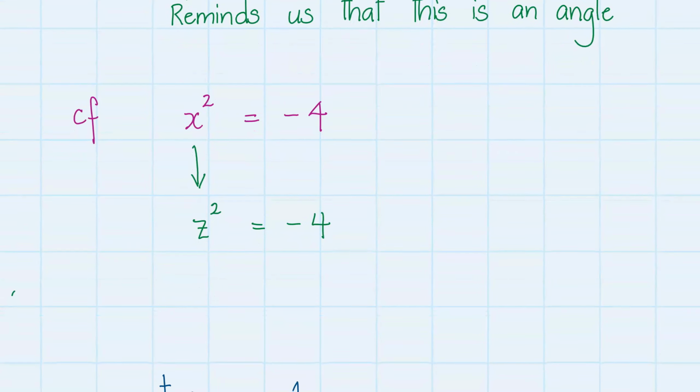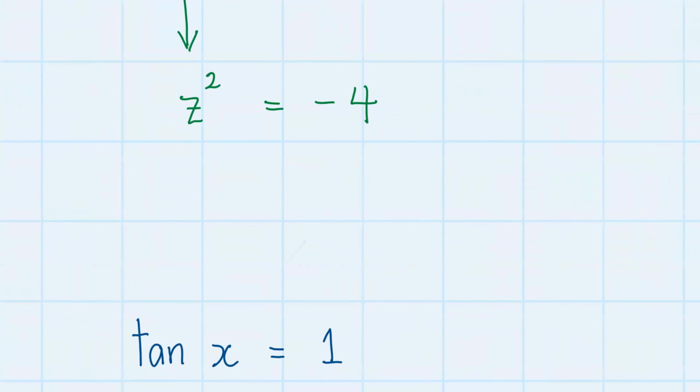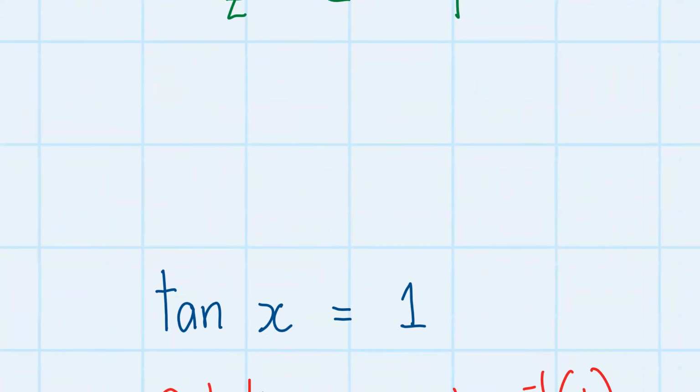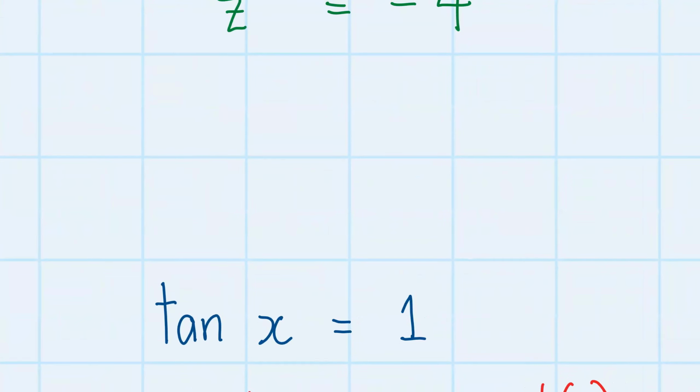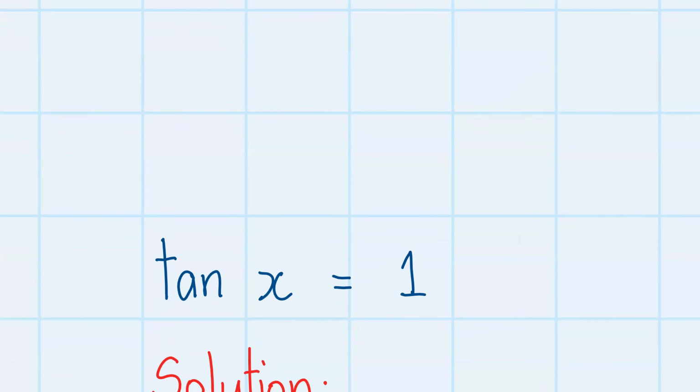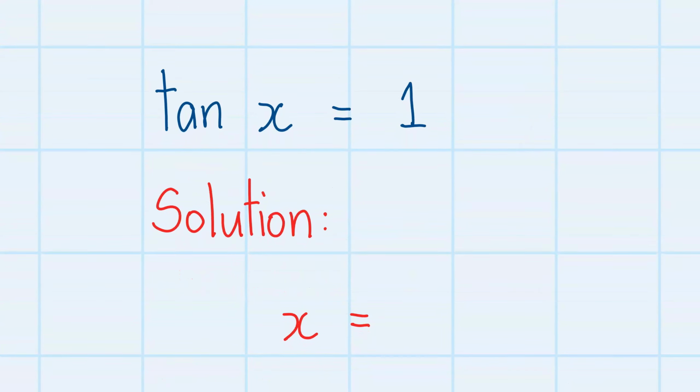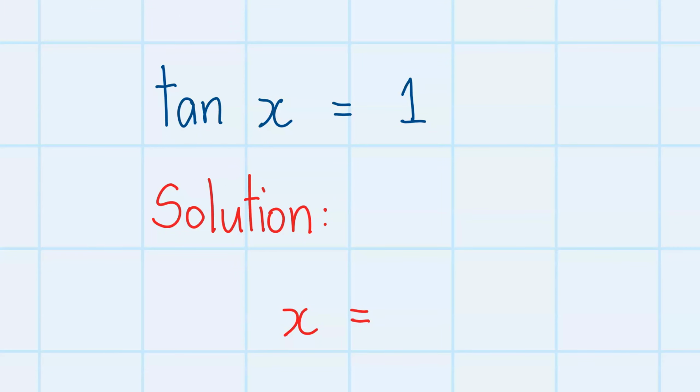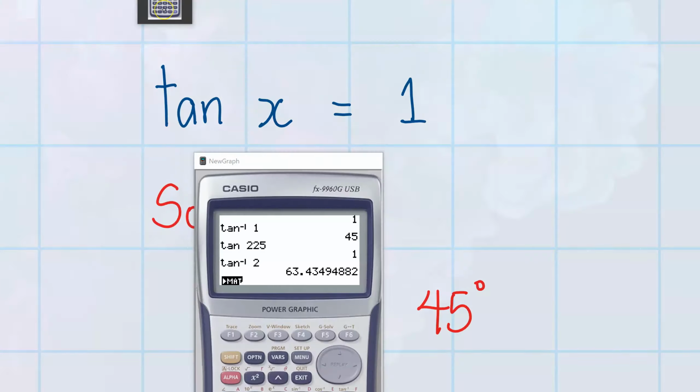Alright, so let's go back to the problem that we had initially. tan x is equal to 1. And we're looking for solutions to that. So, what values of x will make that true, essentially? Well, we know that one of the values is going to be 45 degrees. We can test that. We can say, all right, let's just see whether or not that's true.